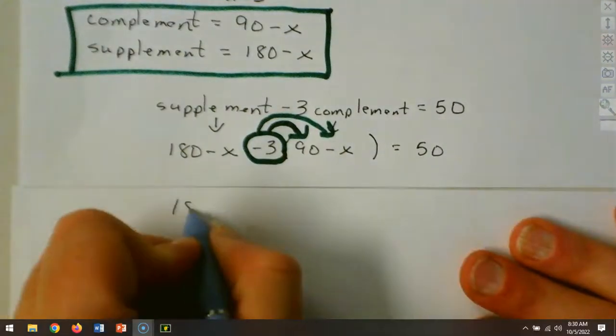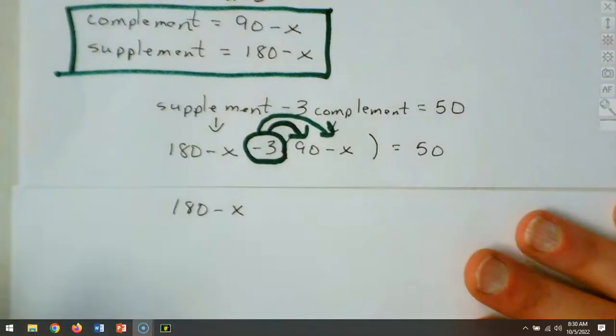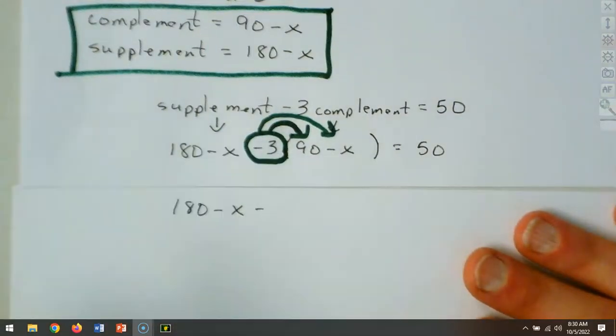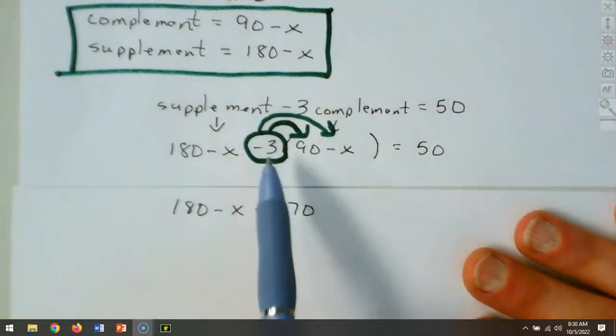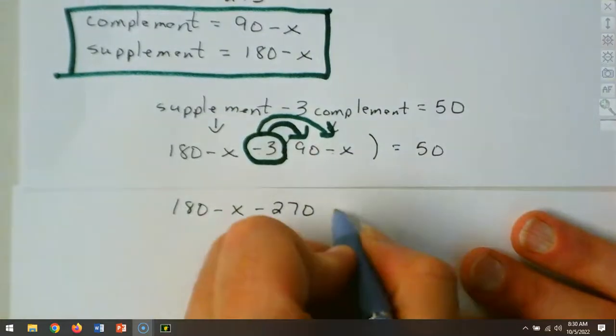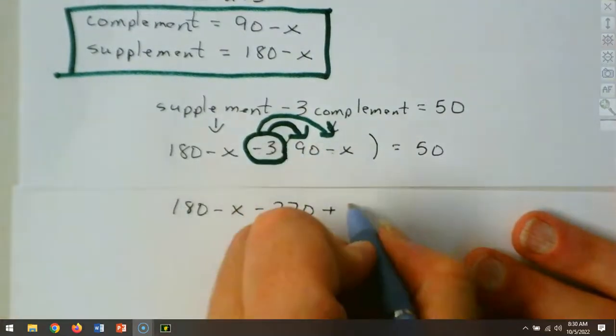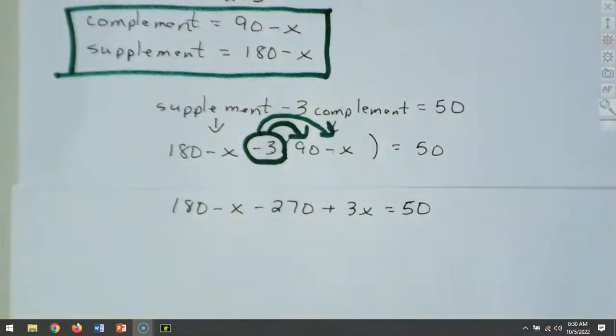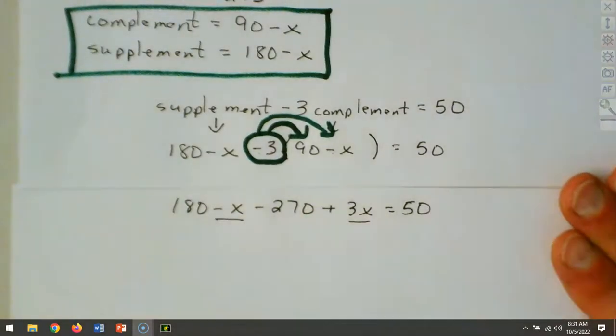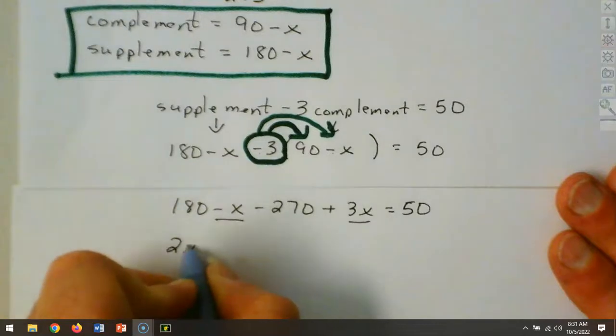So now we have 180 minus x. 3 times 90, and it's a negative, so that's a minus 270. Negative and negative here makes it a positive. 3 times x, that's a 3x. Now we can combine like terms. I like to write the variables first, so let's deal with those. We have a negative x and a positive 3x. So 3 minus 1 is a 2, right? So that's a 2x there.